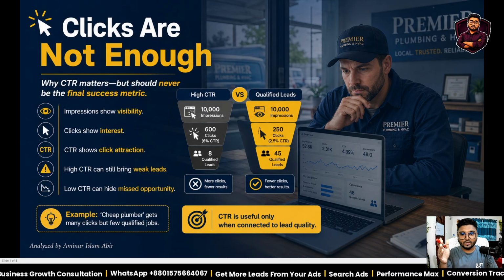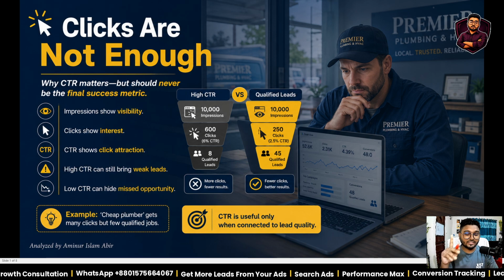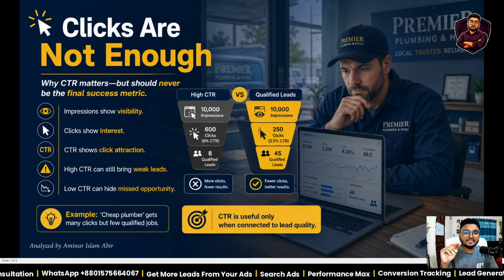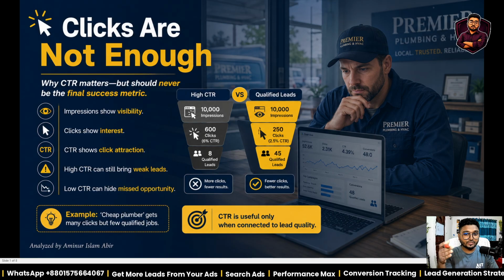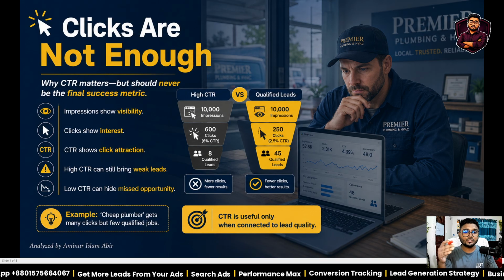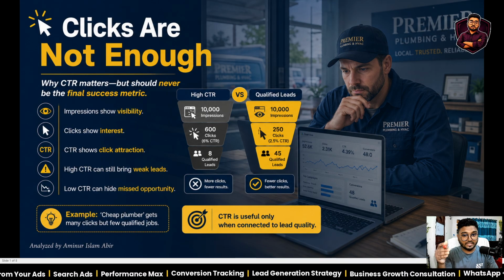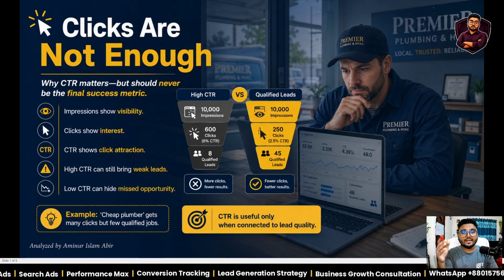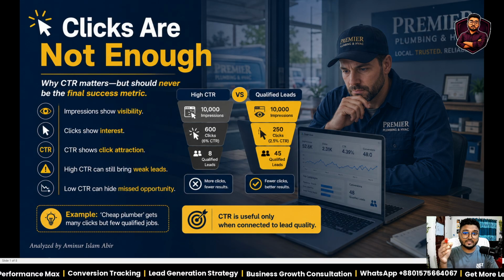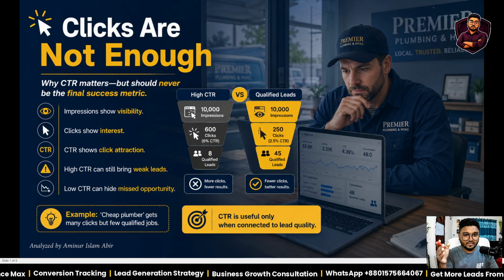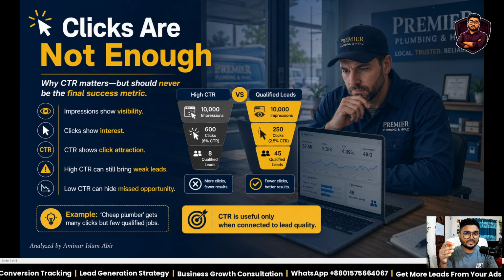This is my slide 1 and the topic is clicks are not enough. First, let's understand the link between impressions, clicks and CTR. Impressions show how many times the ad was shown. Clicks show how many times people clicked the ad, and CTR shows what percentage of impressions became clicks. For example, an ad received 1000 impressions and 80 clicks. The CTR is 8%.